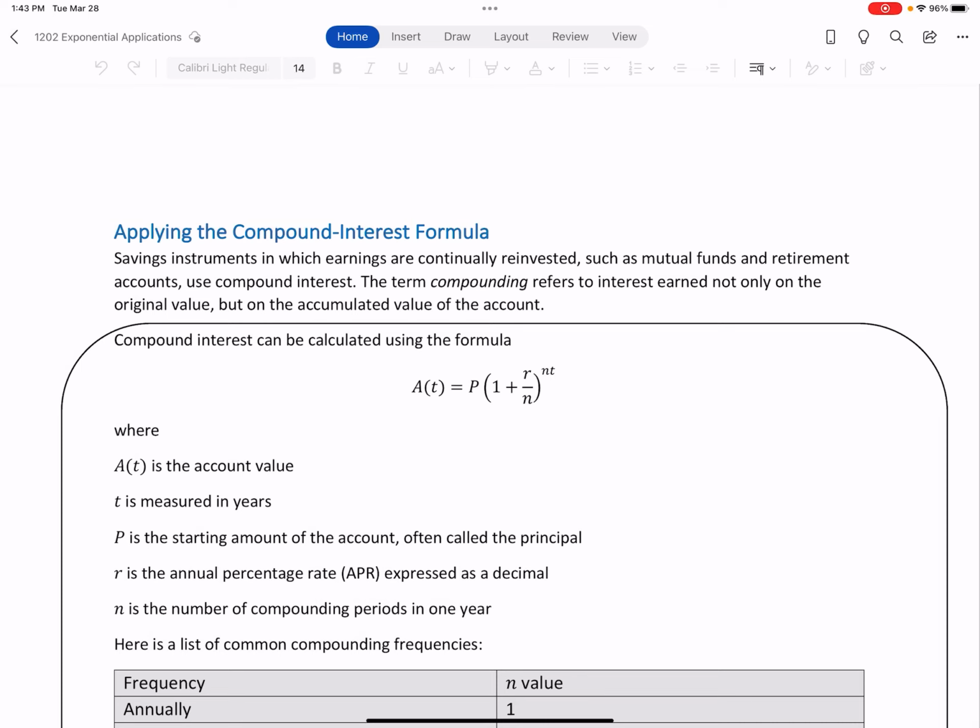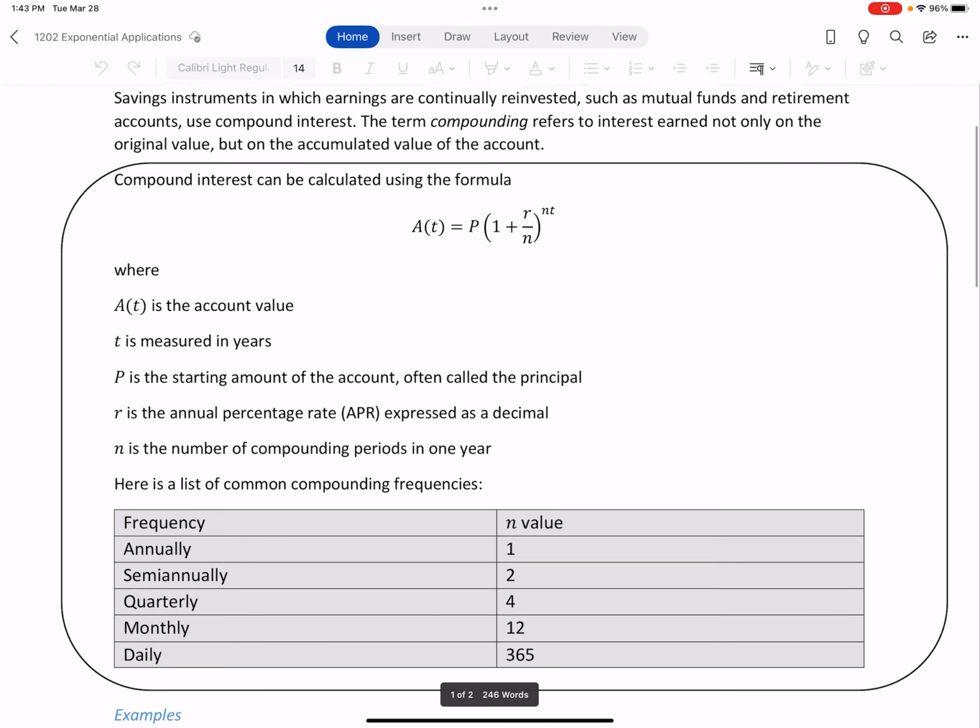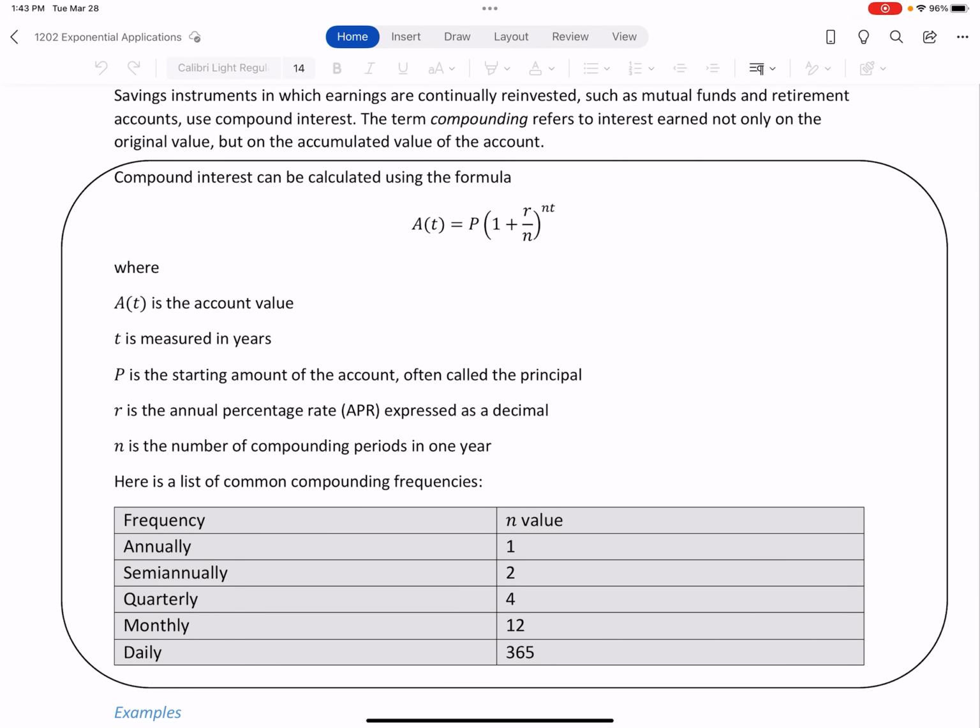One main application of exponential functions is compound interest. So when you put your money in the bank and you get interest every month, then the second month you're going to earn interest on the interest. So that's why we call it compound interest. So this formula here is the compound interest formula.